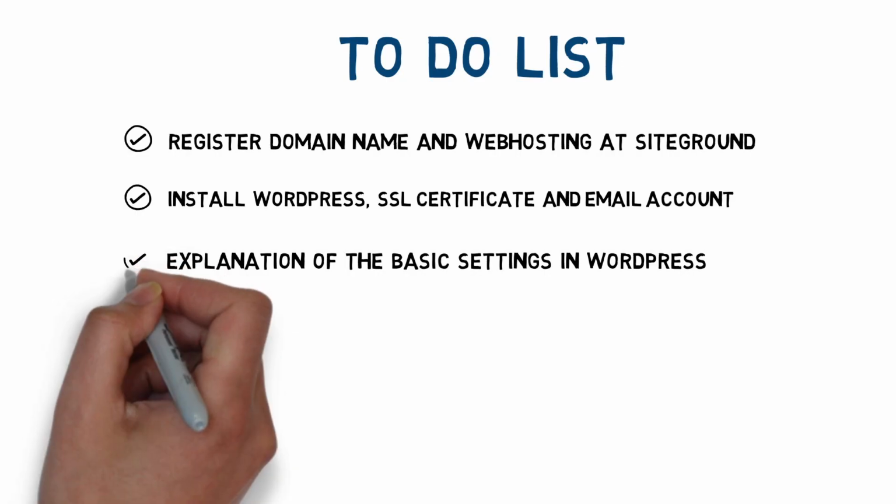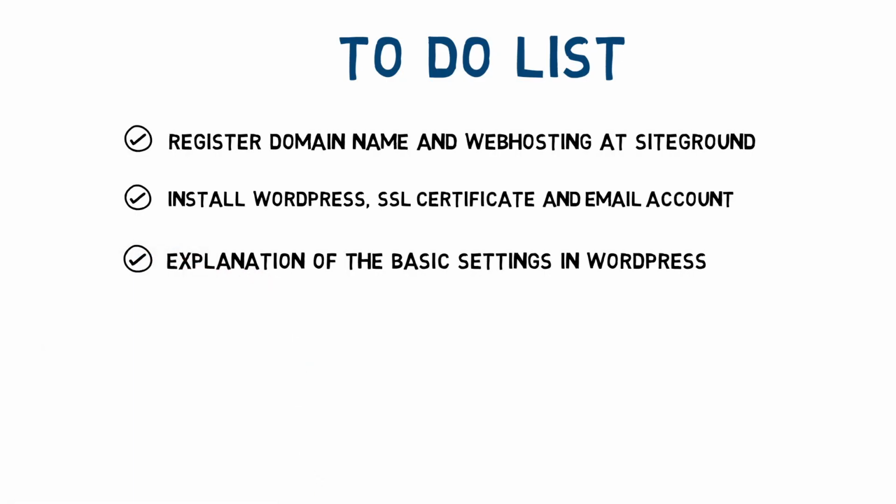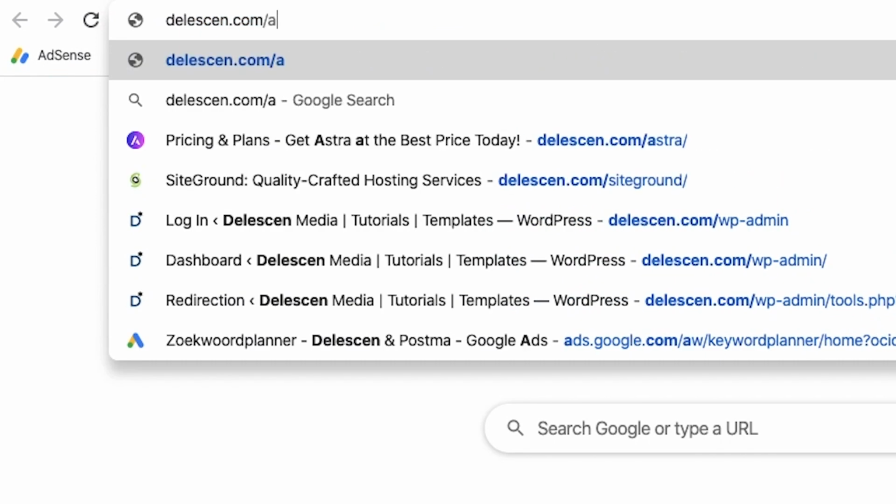Okay, that's it for the explanation of the basic settings in WordPress. Let's start with the next one. So we want to change the complete look and feel of our website. Therefore, we have to install a theme. In this case, the free Astra theme. Now visit datasin.com/Astra.